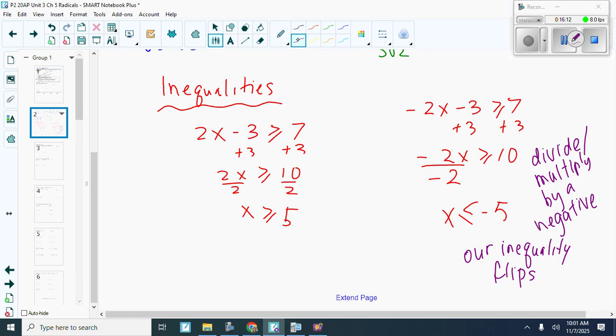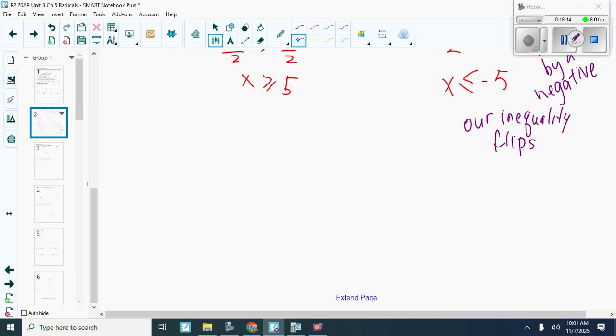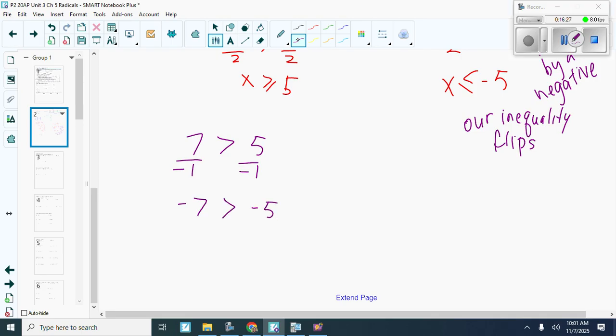Okay, so this is what I have for my example. I had just a very simple thing: 7 is greater than 5. I divided both sides by a negative. Is negative 7 still greater than negative 5? No. So when I divided by a negative, I had to flip my sign.